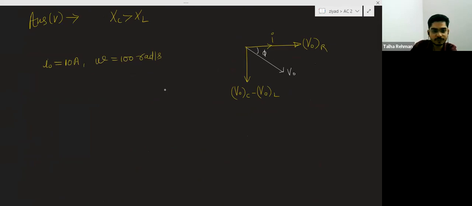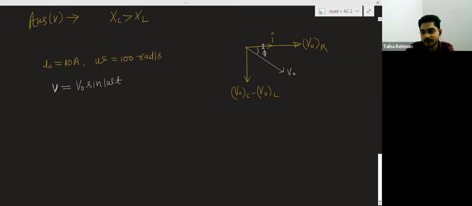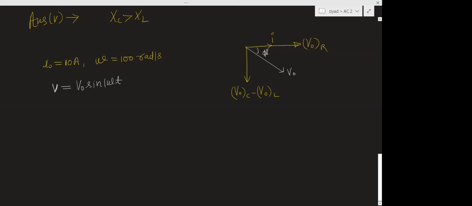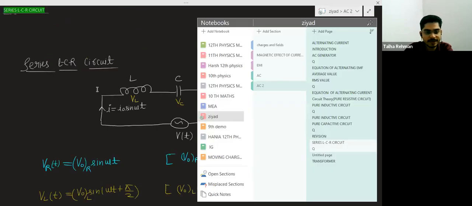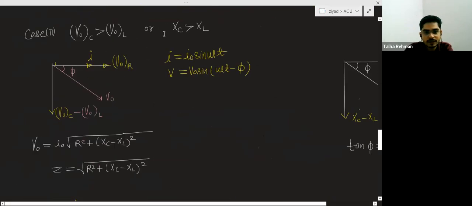So equation of the current is given, so there is no requirement. Equation of the voltage I want to write. Equation of the voltage in this case will be V is equal to V naught sine omega t minus phi. This is the current and this is the phase difference phi. So you will write omega t minus phi. When XC is greater than XL, see the equation of the voltage, V is equal to V naught sine omega t minus phi.